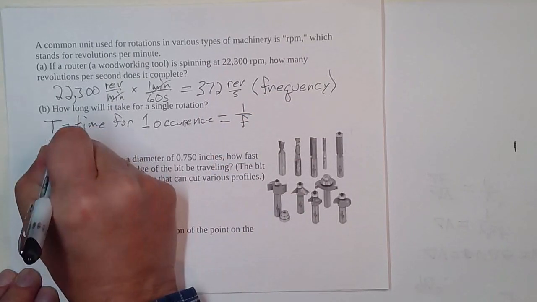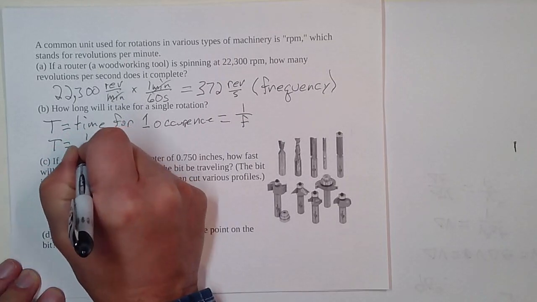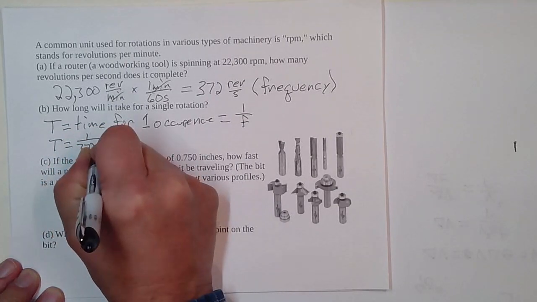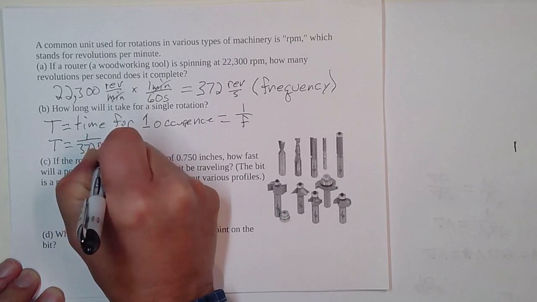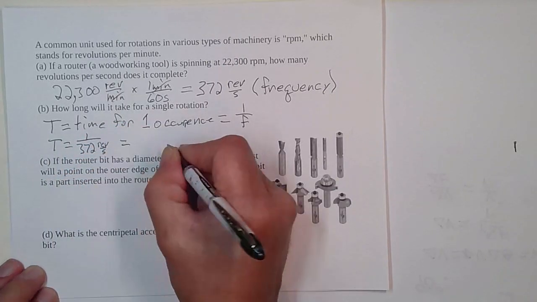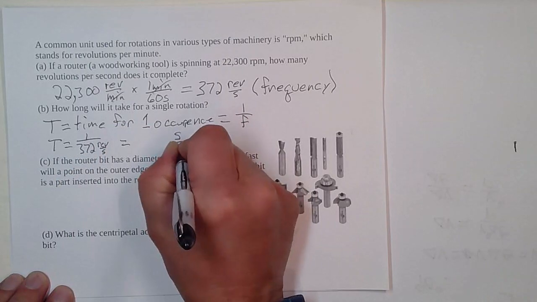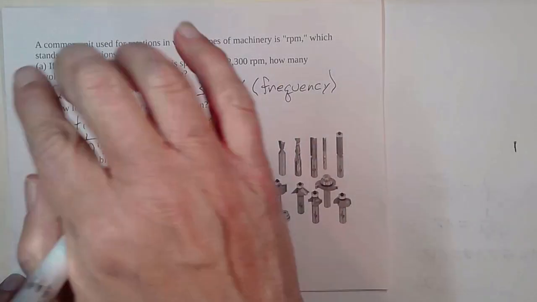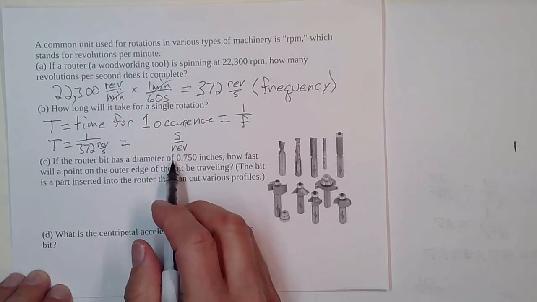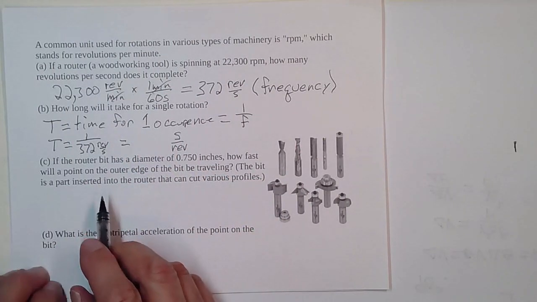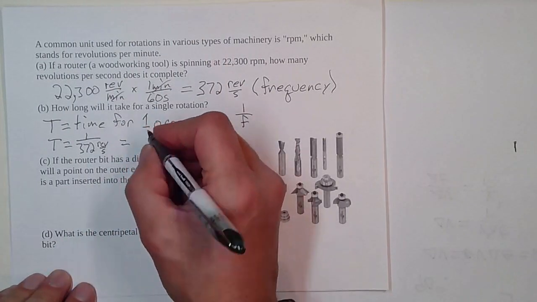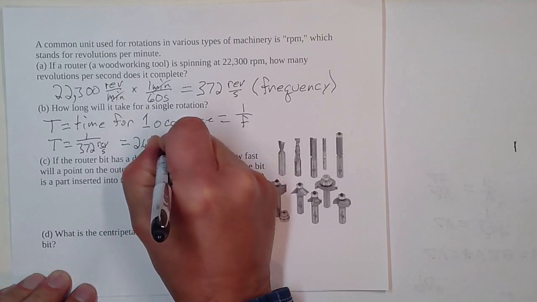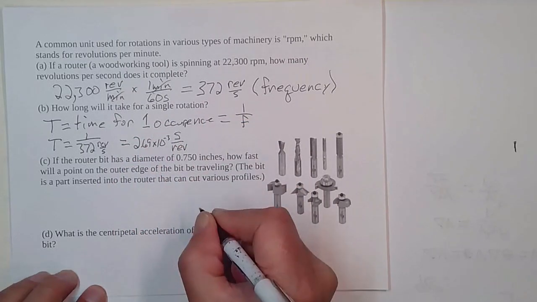So in this case, the period is going to be 1 over 372. And if we have revolutions per second down there, we'll end up with seconds per revolution, because that's in the bottom of a fraction. It gets flipped and multiplied. Seconds per revolution, and that's the time for a single rotation. In this case, it ends up being 2.69 times 10 to the minus third seconds per revolution.